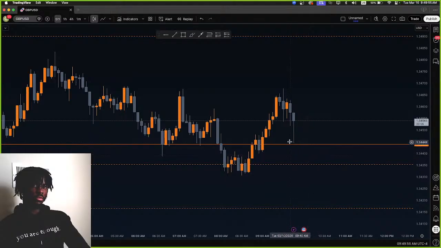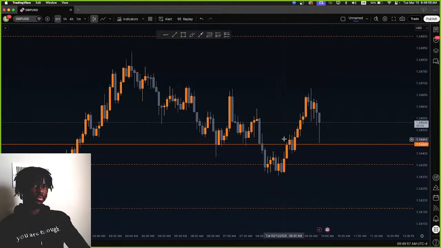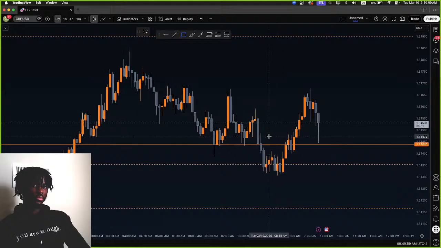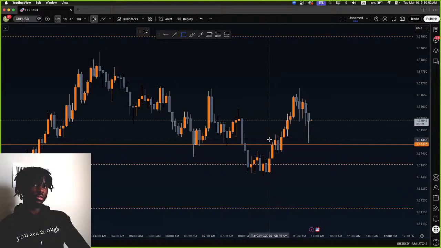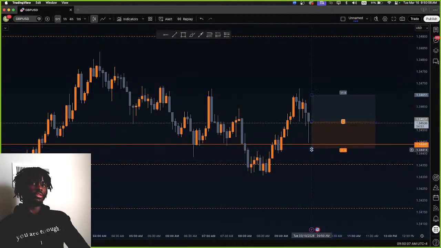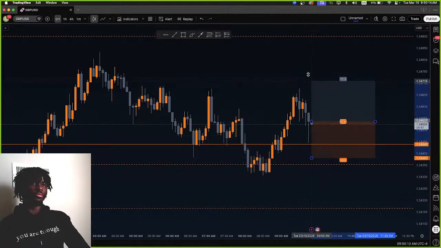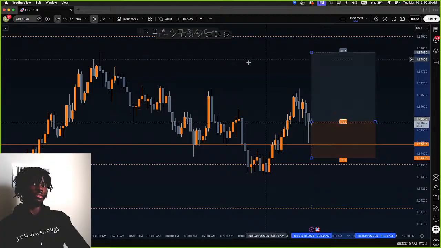Price rejected this area again. Now, since I see that rejection, now I just have to be patient and wait and see if I get an opportunity. Because if I'm looking at it from a position standpoint, entry, take profit is up into the highs of resistance range, up into the highs up here, resistance range.